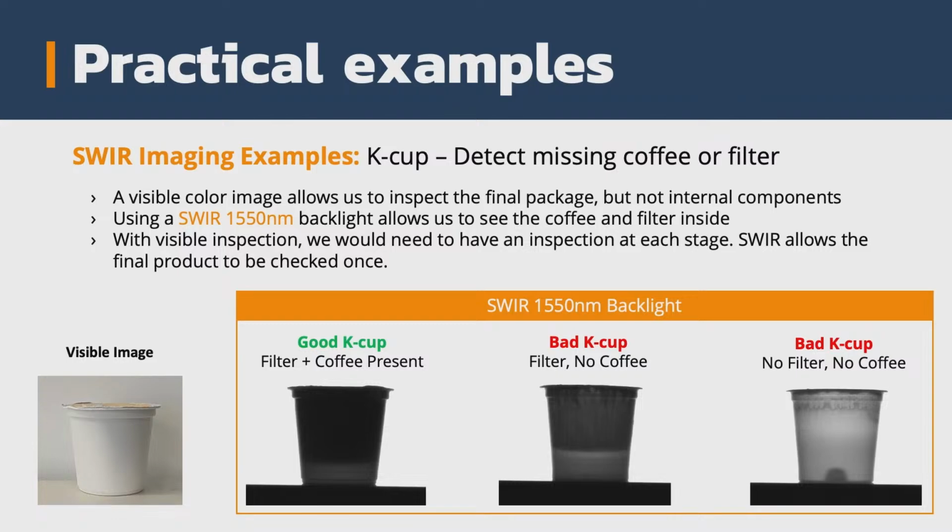And in the last of these 3 SWIR examples we have here, there is neither a coffee nor a filter. Somehow this has come through the process. There's an aluminum seal on the top, but in the fill process it's a blank in both steps, and they've sealed an empty container here, and that, of course, is really bad, and they want to reject that.